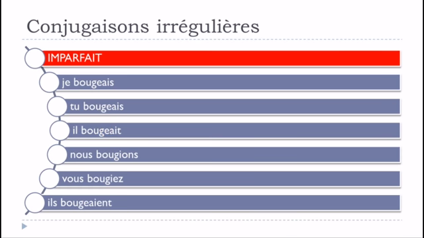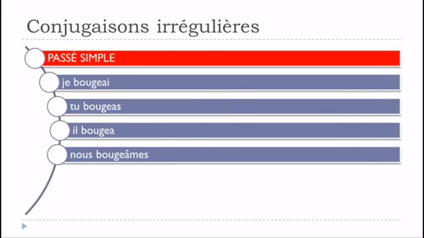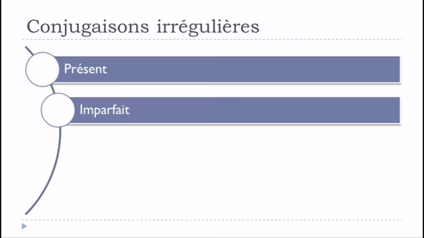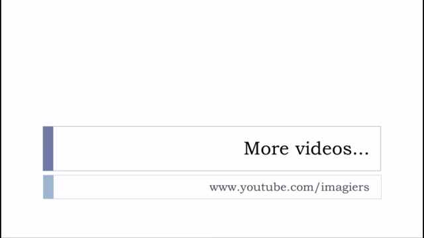Okay, let's have a look at the passé simple now. Je bougeai, tu bougeas, il bougea, nous bougeâmes, vous bougeâtes, ils bougèrent. Okay, so if you look carefully, it's here, it's here, it's here, it's here, and it's here. So actually there is only this ils at the plural form that won't be affected or modified. Okay? So remember, le présent, l'imparfait, le passé simple, and le participe présent will be the forms or tenses that will be affected or modified. Okay, I hope it was clear.